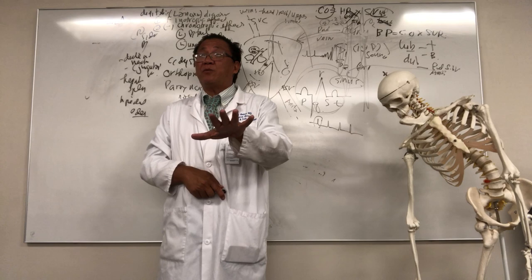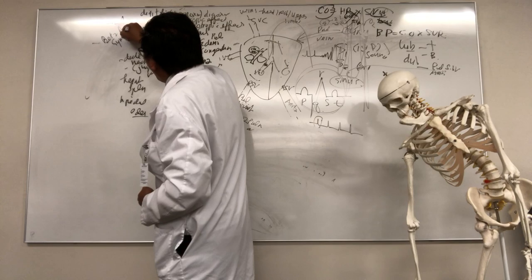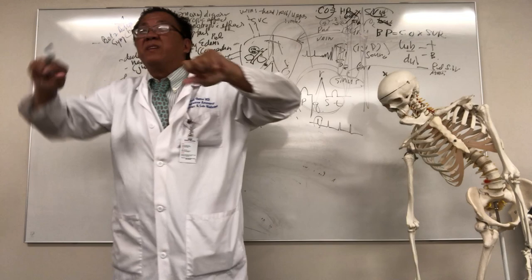Why do we give a beta blocker? Beta adrenergic sympathetic blocker. Sympathetic increases heart rate. Remember adrenaline, epinephrine, norepinephrine. You block that, so the heart rate will go down. If you decrease the heart rate by giving this drug, and most of these drugs end with LOL, laugh out loud, right?